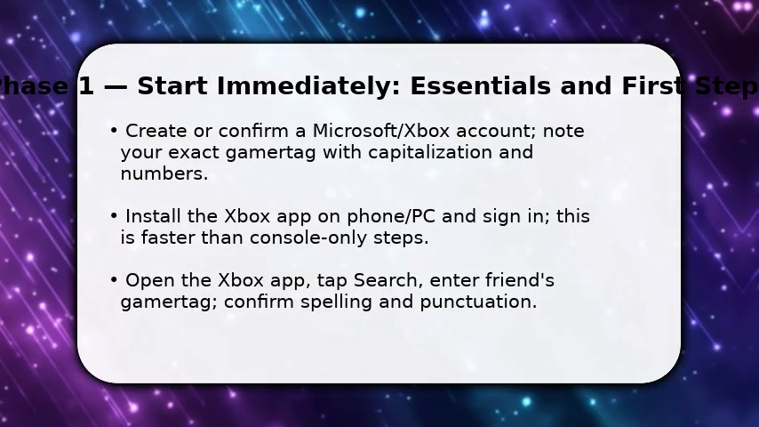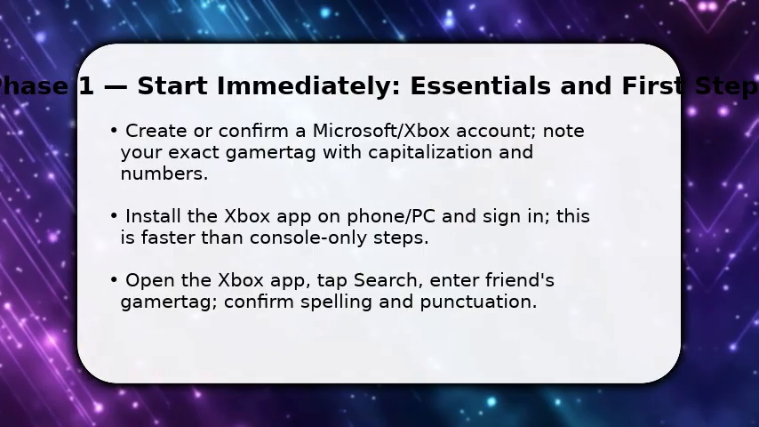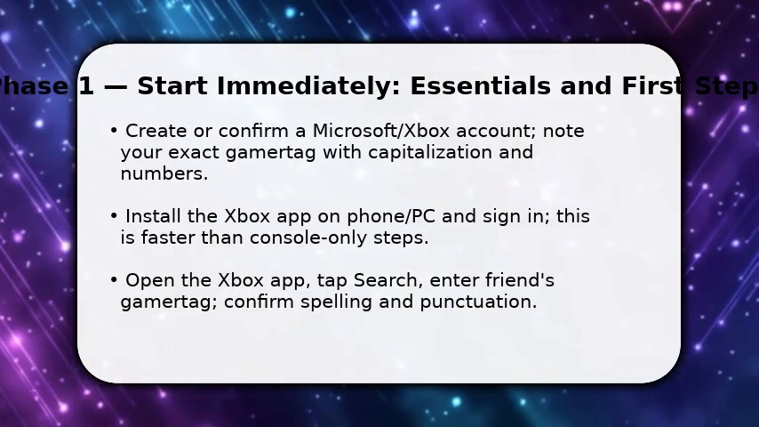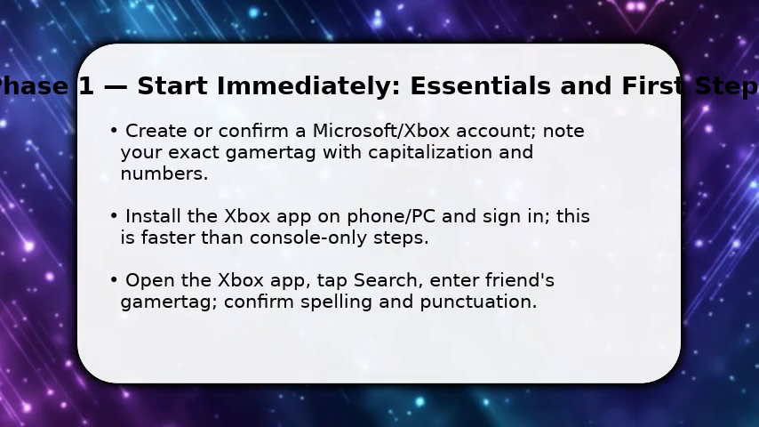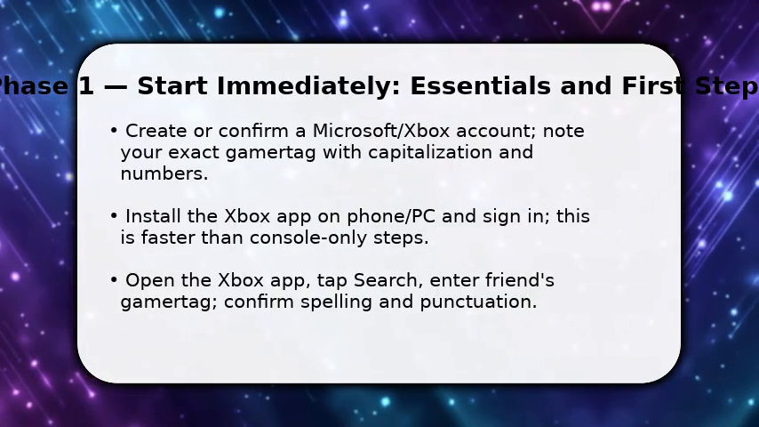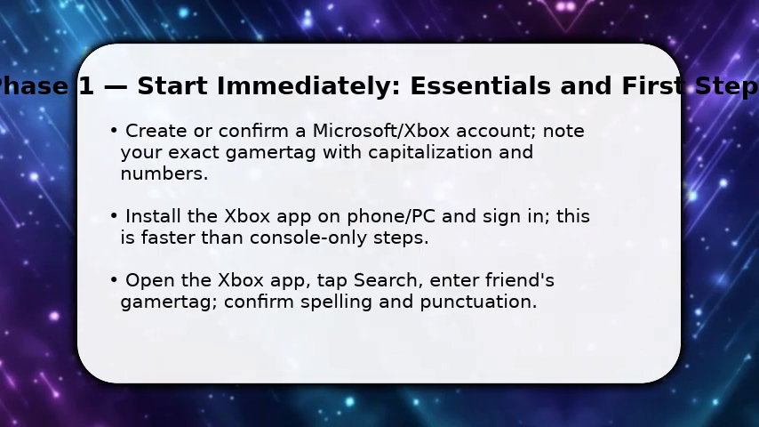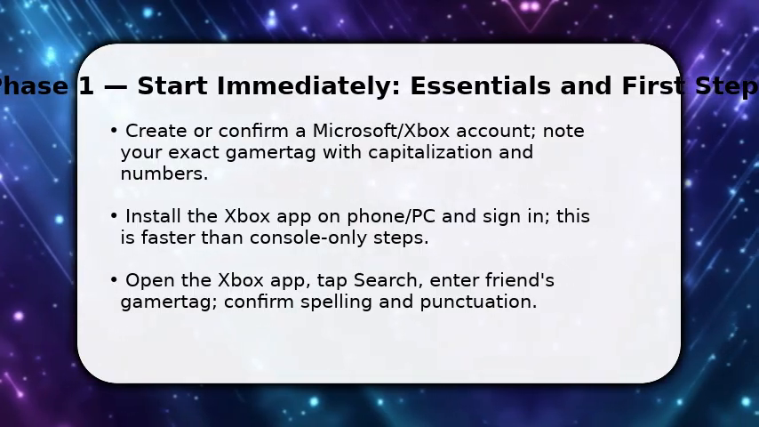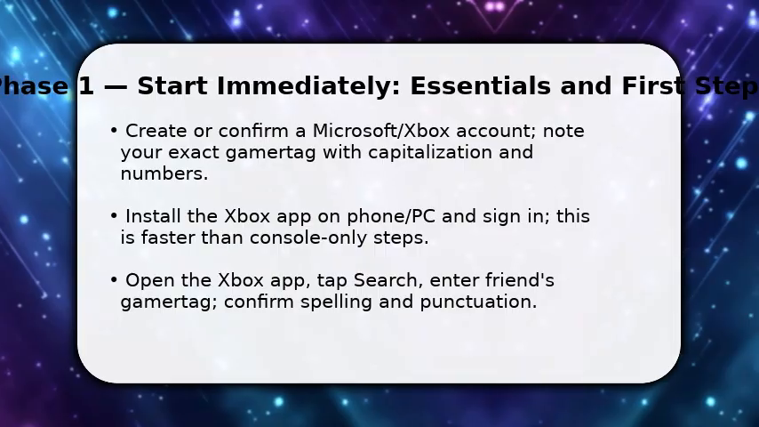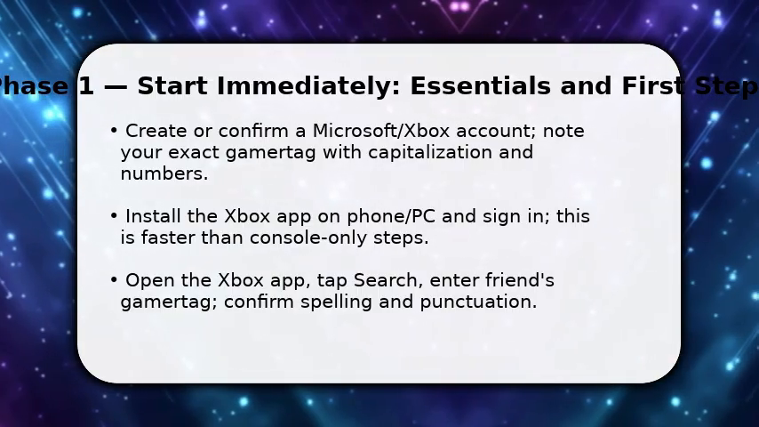You start by making sure you have a Microsoft Xbox account and the Xbox mobile or PC app ready. Sign in now because you will send the friend request from that app. Once signed in, find your own gamer tag to confirm how it appears, and then use the app search field to type your friend's exact gamer tag. Make sure to match capitalization, spaces, and numbers, otherwise the app will return no results.